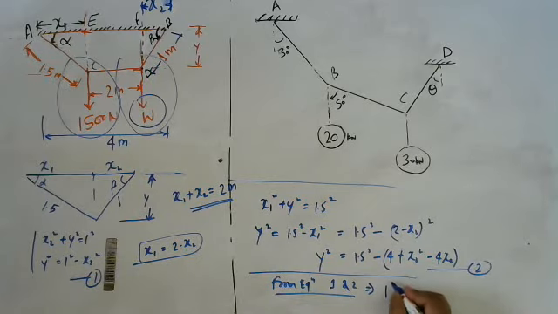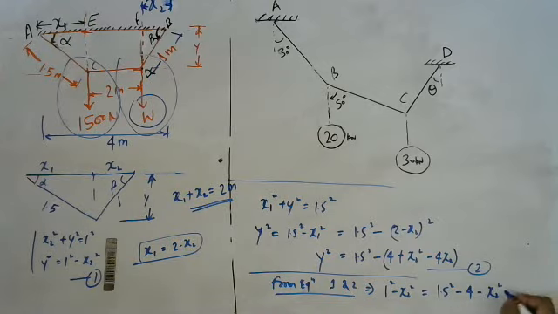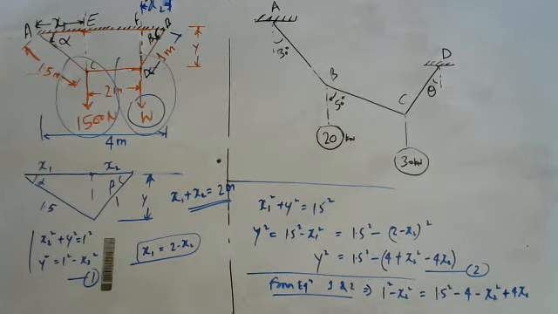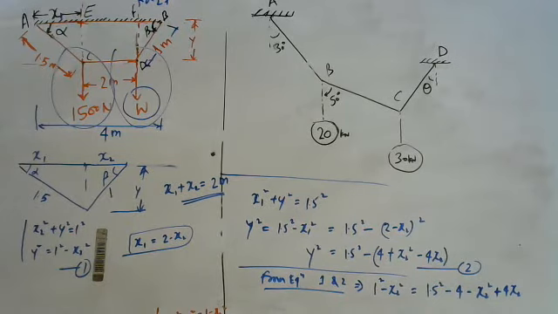y1 square minus x2 square is equal to 1.5 square minus (4 minus x2) square, and plus 4x2, correct? So again I show you, I write here. So this is the equation. From here I can calculate the value of x1 and x2.